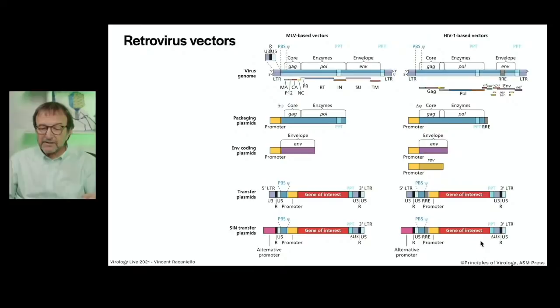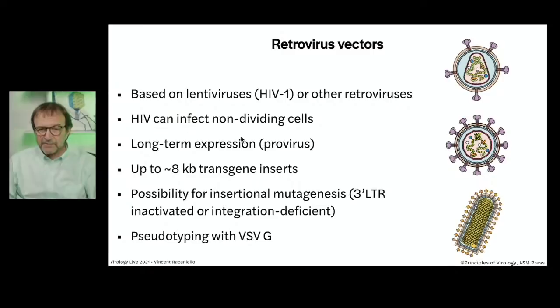So these retroviral vectors, as I said, HIV is preferable because it infects non-dividing cells. You get long-term expression, obviously, because we have a provirus integrating into the cells. And so really, really useful. Up to 8 kb transgene inserts. However, you can get insertional mutagenesis because the 3' LTR has a promoter, and for that reason, it's been inactivated. And we can also pseudotype the virus. In other words, we use the glycoprotein of VSV instead of the retroviral glycoprotein. And this gives the virus a very broad host range. That term pseudotyping means putting a glycoprotein on a different virus. And so we use VSV glycoprotein to pseudotype these retroviral vectors.